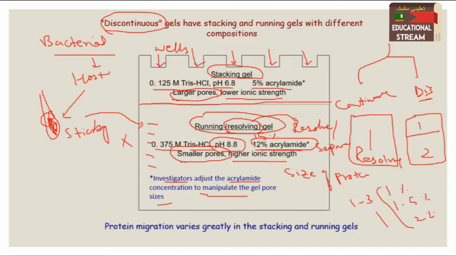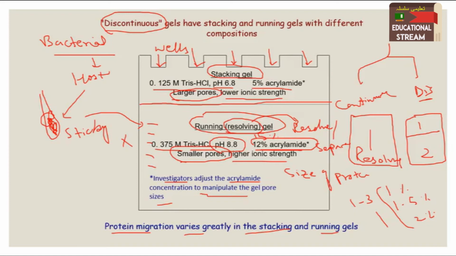As I have told you before, protein migration also varies in the stacking and running gel because we are using different conditions. Now if we recall the difference between the stacking gel and resolving gel that we discussed in this slide, we can say that the stacking gel is used to stack or collect the samples at one point, and the running gel is used to resolve or separate the proteins from one another. A low concentration of buffer is used in the stacking gel and a higher concentration of buffer is used in the resolving gel.